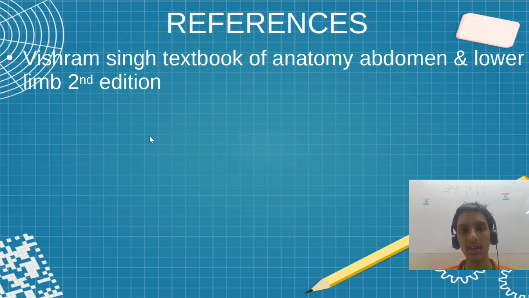So that is it about the hip joint. These are the references from where I took the images.